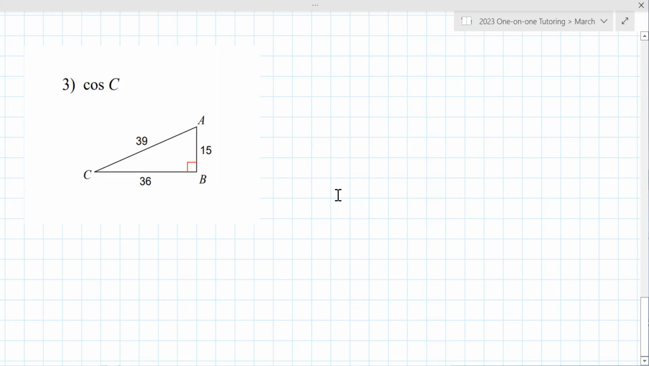Cosine C, cosine C. So this one can also be reduced, but just tell me what cosine of C is without reducing it first. What's the right reference points here? Which two sides are we looking at? Opposite and adjacent. We're doing cosine this time, Sourish. Opposite and hypotenuse. It's not a guessing game.